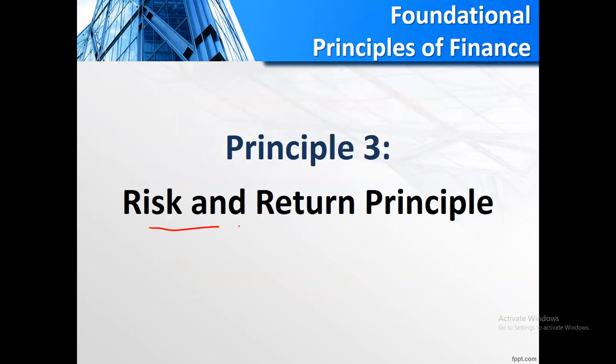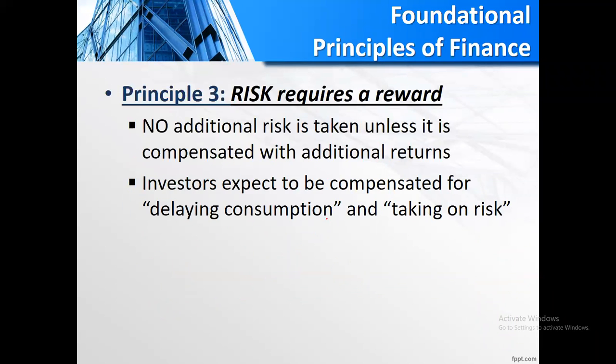Next, risk and return principle. What does this tell us? A company or a creditor, for example, is not willing to take on additional risk unless it is compensated with additional returns. So if you know your craft, if you know your business, a lending institution is not willing to take on additional risk if they're not going to be compensated for that. What do you mean by this?